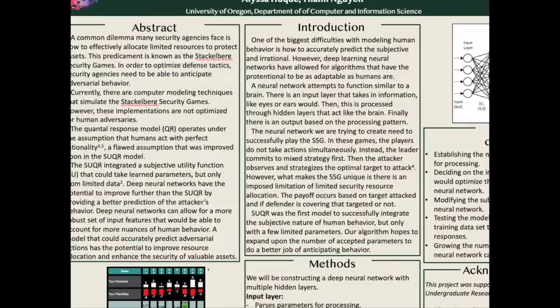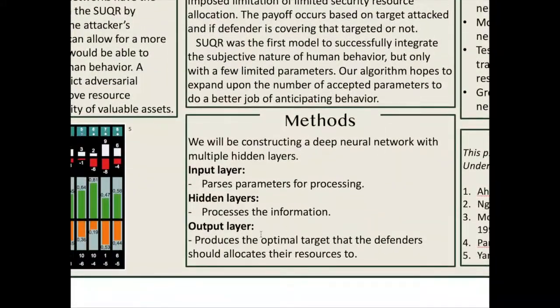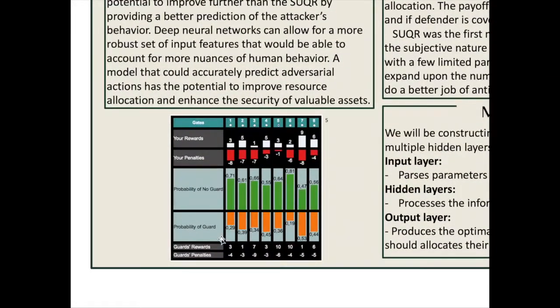This image here shows how participants play the game. Here, subjects were told the subject's reward and penalties for each target, the defender's rewards and penalty for each target, and the probability of each target being protected by a guard.